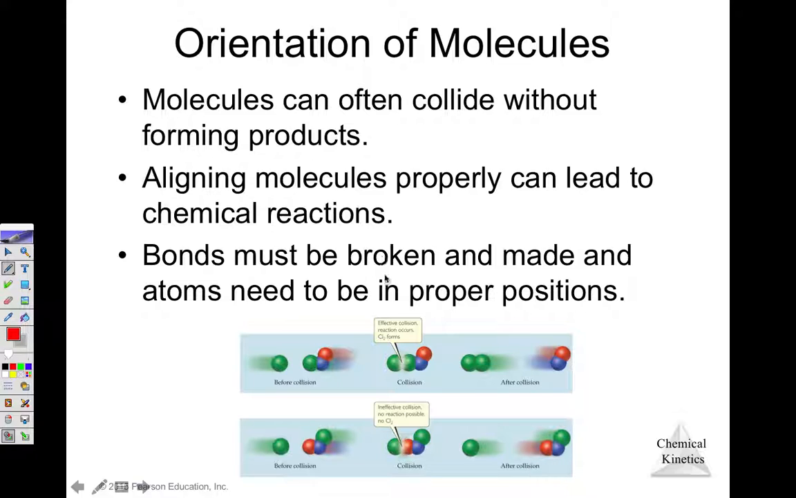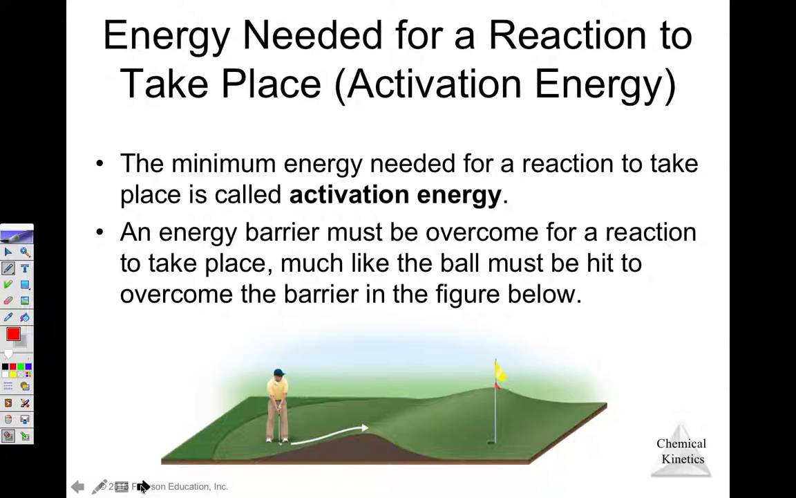Bonds have to be broken in the reactants and then formed in the products, but in order for them to form, they've got to be close enough together, right? So aligning the molecules properly can lead to chemical reactions. Not every collision is effective. Some are. They have to have the right orientation. The other thing they have to have is the right activation energy. They have to have a certain amount of energy. So the activation energy is the minimum energy needed for the reaction to take place.